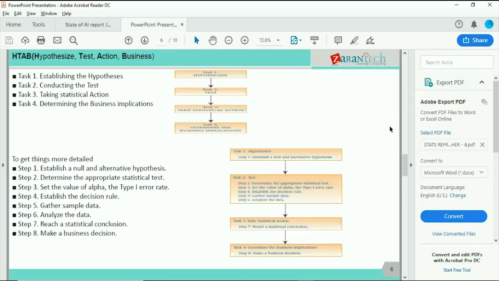So I'll tell you about a methodology that is usually used in our day-to-day lives. We call it HTAB. What does it stand for? It means hypothesize, test, take an action, and then present it to the business, or determine the implications to the business. These are the steps taken while solving any problem that you'll face in your data science career.